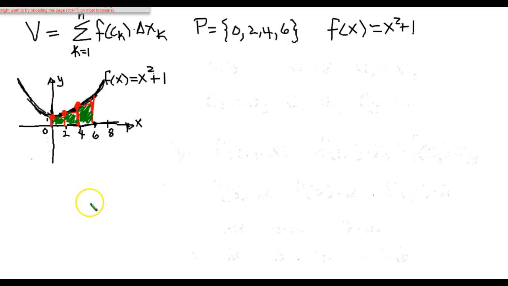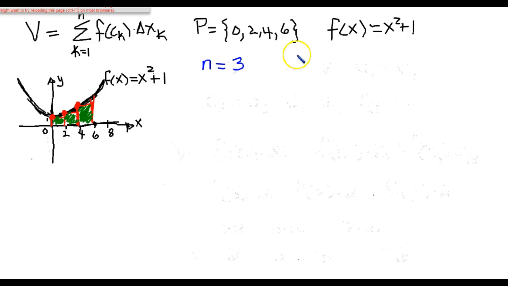Alright, so we're going to evaluate the Riemann sum. We need to figure out what these variables represent. Well, n represents the number of subintervals that we have, or the number of rectangles. And you notice that we have 3 subintervals or rectangles. K, of course, is the index, which means that we're going to start from 1 and go to n. So k goes from 1 to 3.